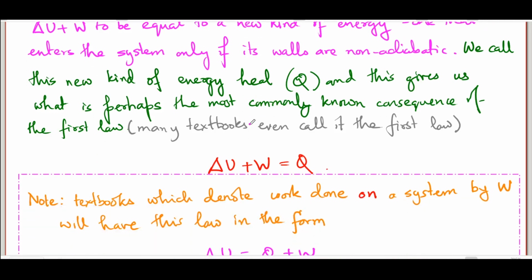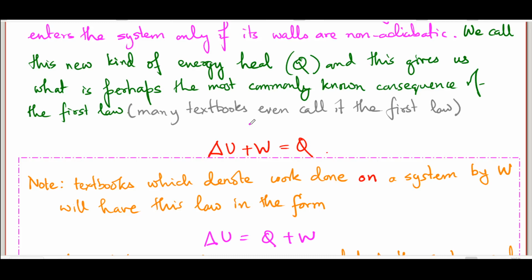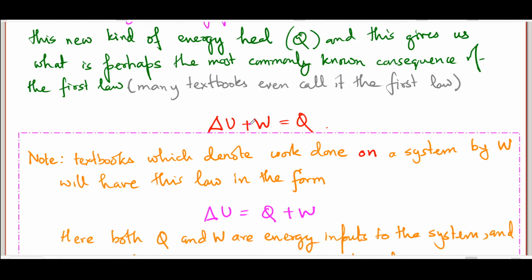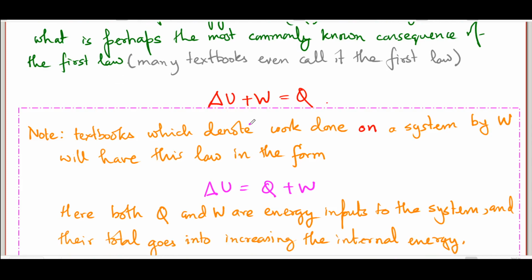Now of course, textbooks which denote work done on a system by W would state this differently. They will say delta U is Q plus W. Of course, there the idea is Q is energy coming in via non-work means, and W is energy coming in via work means. Both are energies input to the system, so both of them go to increase the internal energy. In our version, where we are using work done by the system as positive, then essentially W is output of energy and Q is input, which is why delta U in our version is actually Q minus W.